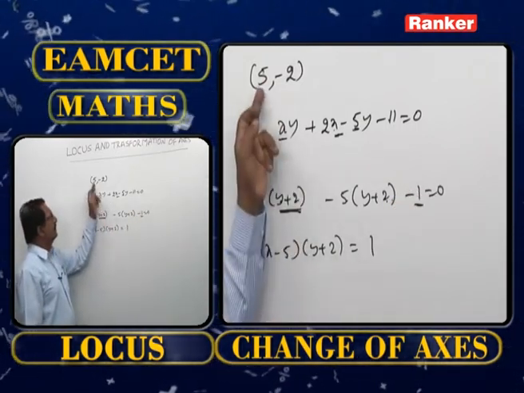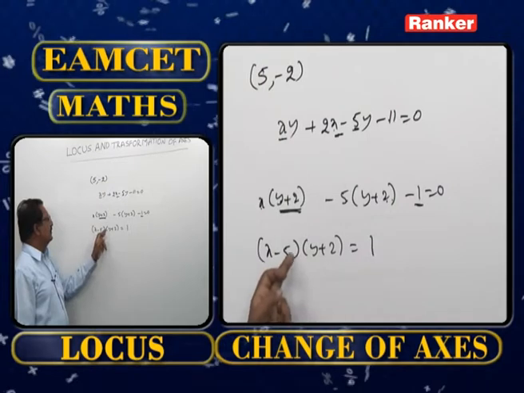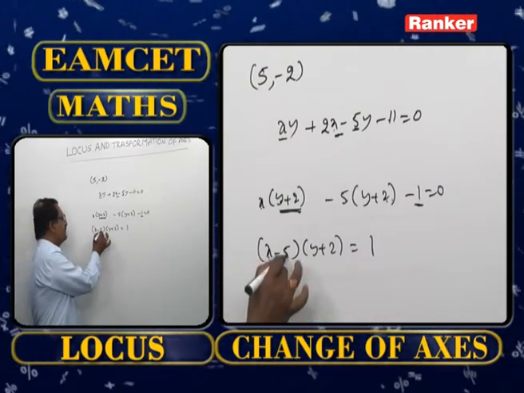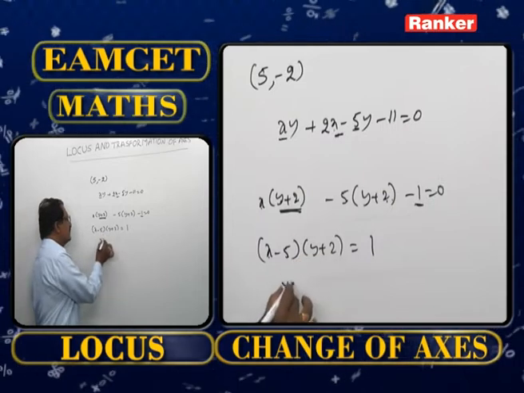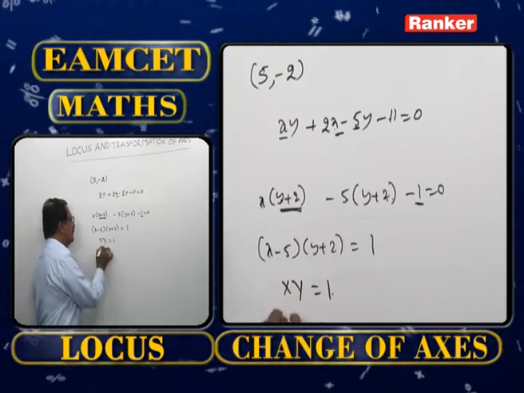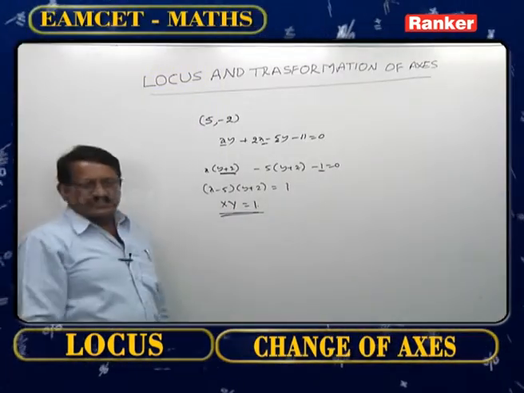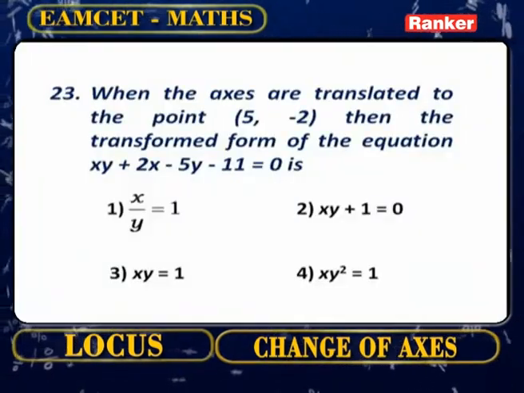Now, here the given point is (5, -2). In place of x - 5 we write capital X, and y + 2 equals capital Y, so XY equals 1. The required answer is XY = 1. The third option is correct.